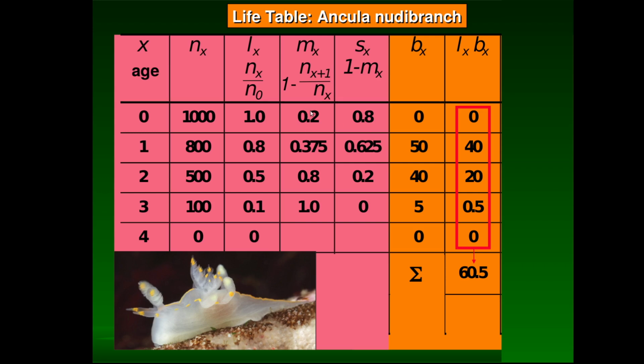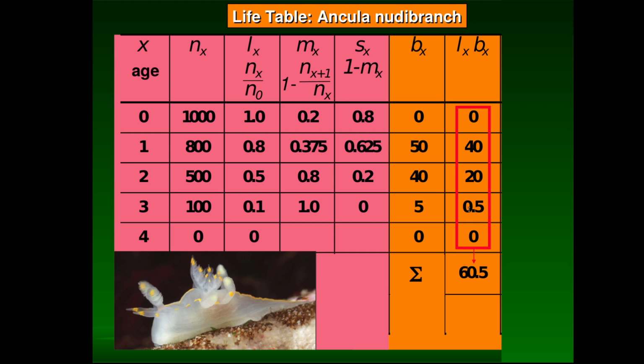So we use another column in our life table that will allow us to calculate the net reproductive rate. This is the lxbx column. And if we sum all the lxbx terms together, we get the net reproductive rate of an individual female in the population. This is also lambda, this net reproductive rate here, which we've got 60.5. Lambda is the fraction by which the population increases each generation.